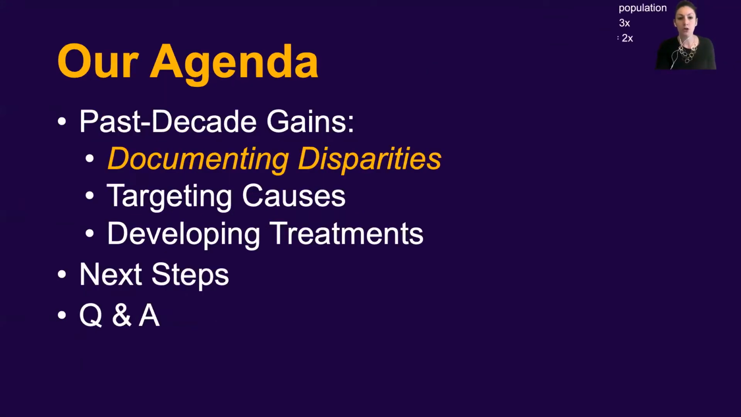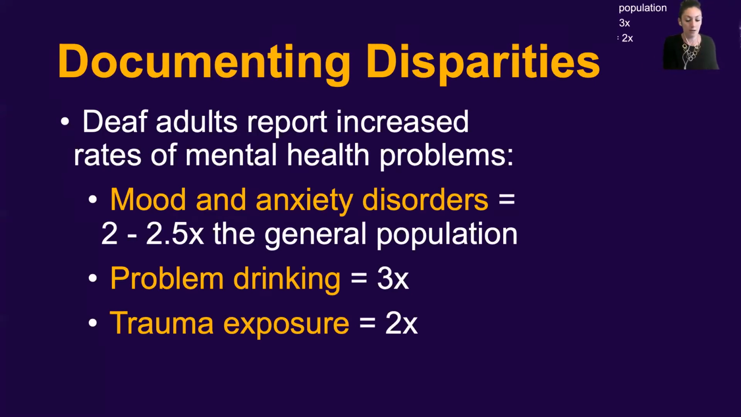Okay. So we're going to start by talking about health disparities related to the mental health field. Within the past 10 years, a number of researchers, both in the US and internationally, have started to provide some strong documentation that deaf adults and deaf children are more likely to experience mental health concerns than the general population, or hearing adults and hearing children. For example, some research has found that deaf people are twice as likely to report mood or anxiety disorders. So, for example, depression, generalized anxiety, panic, those sorts of disorders.